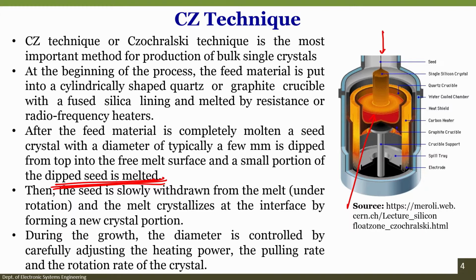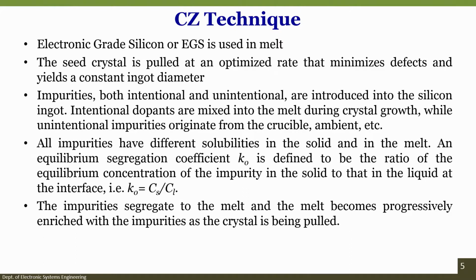Then the seed is slowly withdrawn from the melt, right, under rotation. I told you, either you rotate in this direction or in the opposite direction, clockwise or anti-clockwise. And during the growth, the diameter is controlled by carefully adjusting the heating power, pulling rate and rotation of the crystal, right. Three things are very important. One is the heating power, second is pulling rate, and third is the rotation of the crystal. So, through this technique what we get is electronic grade silicon.